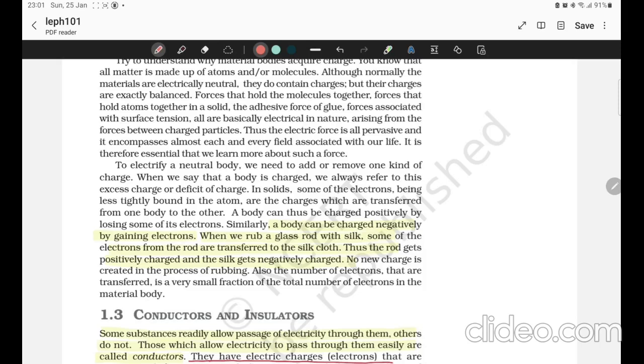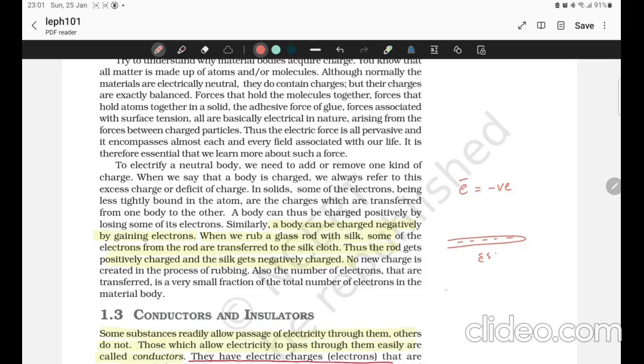A body is negatively charged by gaining electrons. So when an object is getting a negative charge, it means it is gaining electrons, because we know that the electron is negatively charged. For example, we know that a plastic rod was negatively charged, which means it was gaining electrons.